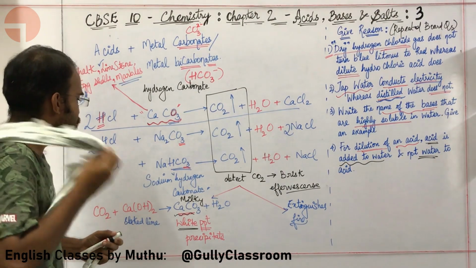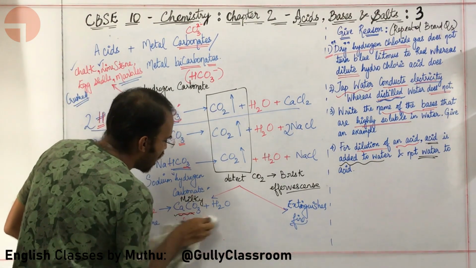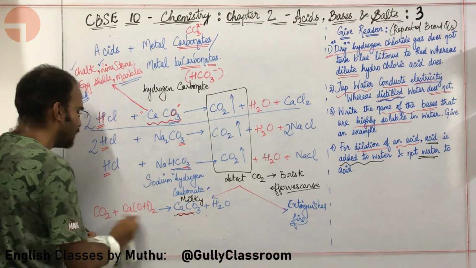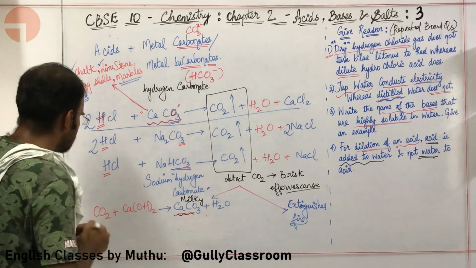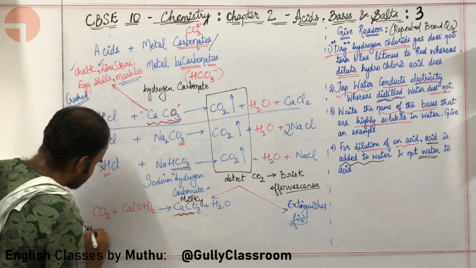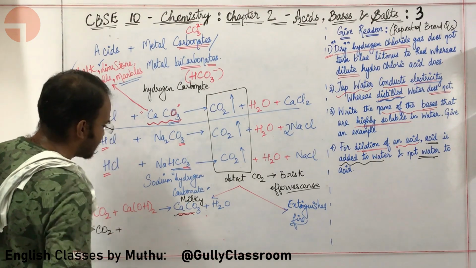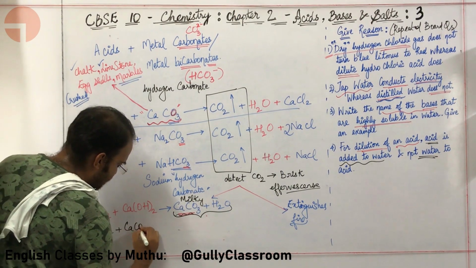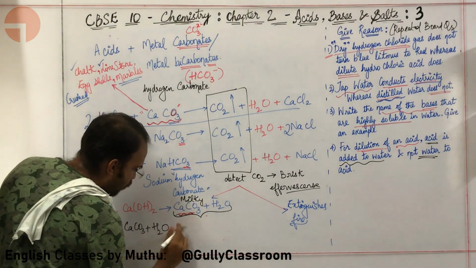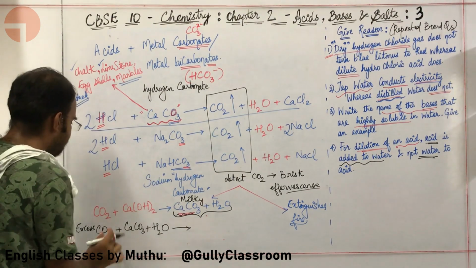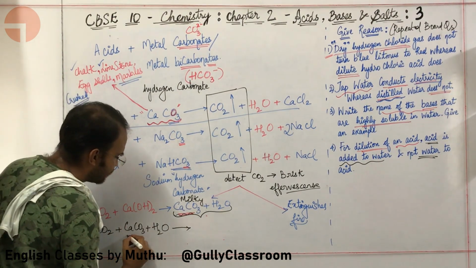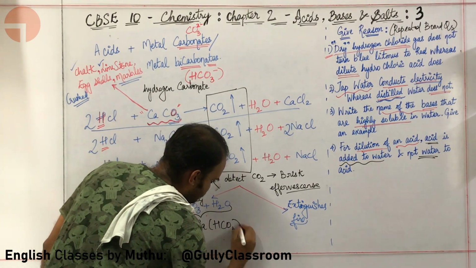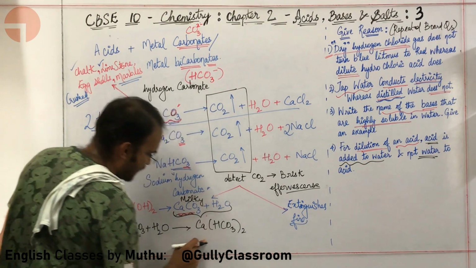Okay, let us say you are going to pass an excess of carbon dioxide in this particular setup. So let us take excess carbon dioxide. CaCO3 plus H2O. What will happen, sir? Here the excess carbon dioxide will react with the calcium carbonate and form Ca(HCO3)2, which is calcium bicarbonate.